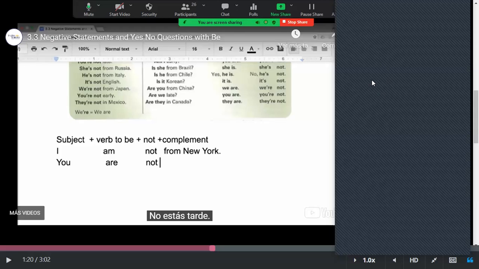Go ahead, Wilfredo. I am not teacher English. Vamos a decir, I am not, el artículo an, y luego English teacher. I am not an English teacher. Repeat. I am not an English teacher. Excellent. Me lo repite 5 veces en casita y me lo escribe.